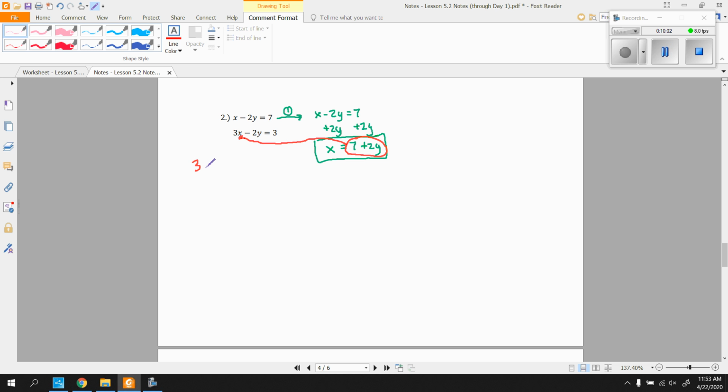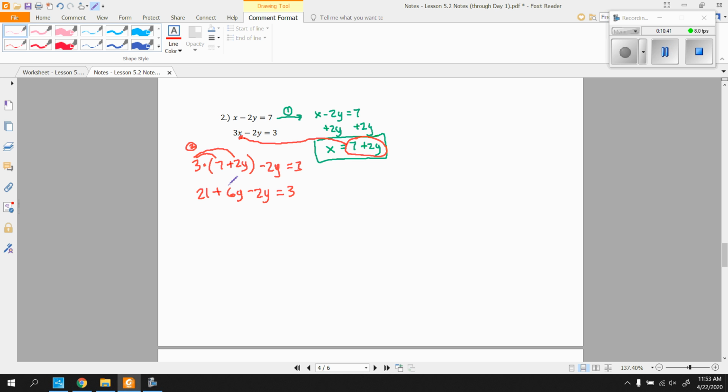3 times, let's see, not x anymore, but 7 plus 2y. So this is my second step. Minus 2y equals 3. I'm recopying the bottom equation in this case, but replacing with a substitution. So there's the substitution part. Here's the work portion. Distribute. Very similar work as the last one. 3 times 7 is 21, plus 3 times 2y is 6y. And we've got the minus 2y equal to 3.